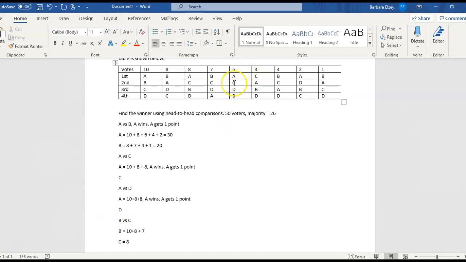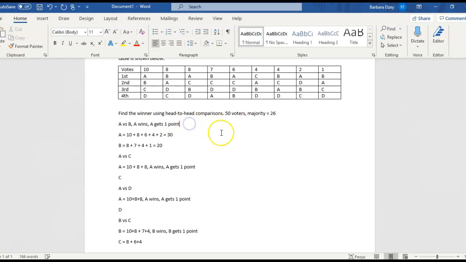In the next column, C is preferred, so C gets 6. In the next column, C is preferred, so C gets 4. In the next column, though, B is preferred, and now B has a majority. So we don't have to keep going to the last two columns. We see that B is going to win this. B gets 1 point.